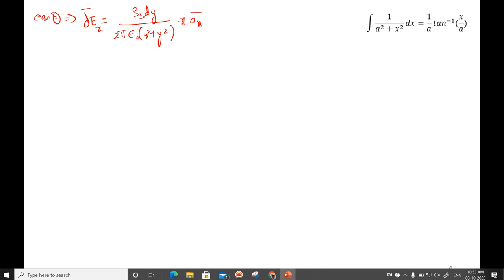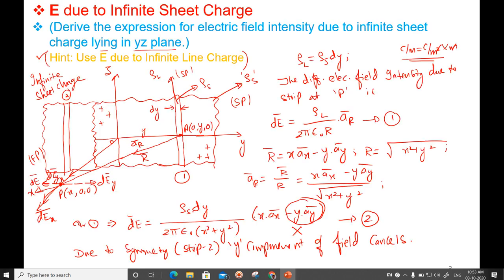The y component of the field cancels out. Fine, these all things are fine. Then next, this is due to this strip. This is the first strip, second strip. There are n number of finite strips, so that this entire sheet should be covered, right? So I want to cover this entire sheet, so I have to integrate throughout the entire surface. These strips are varying from minus infinity to plus infinity along the y direction. This is the first strip, second strip is there. Similarly, n number of strips are there here.